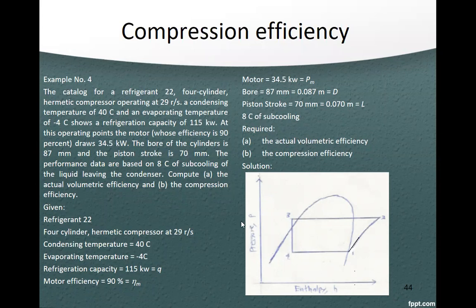Solution: so this is the graph. Then, for the evaporating temperature of negative 4, this is the condenser at 40°C. At 40°C, get the saturation pressure, this is that pressure.